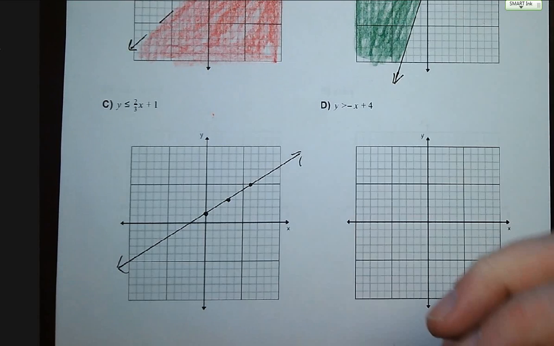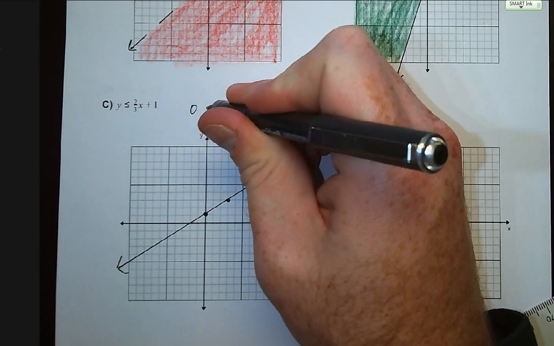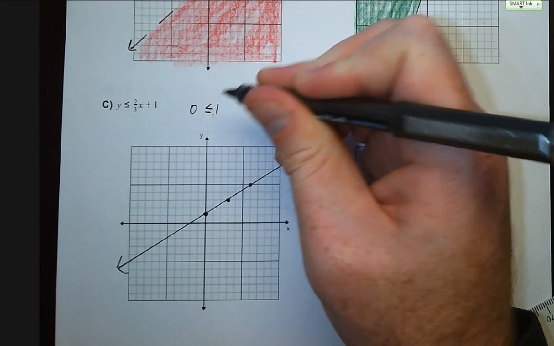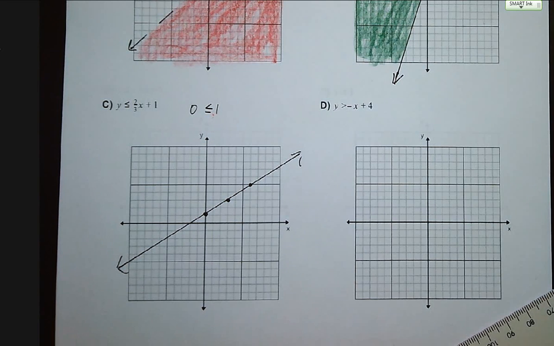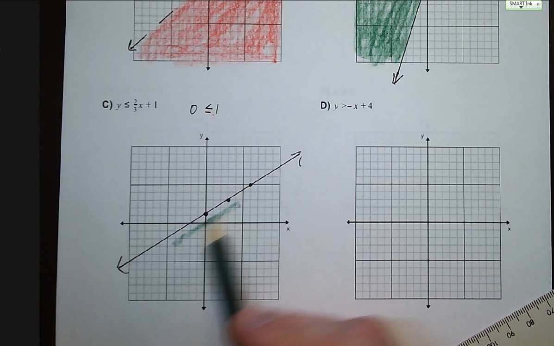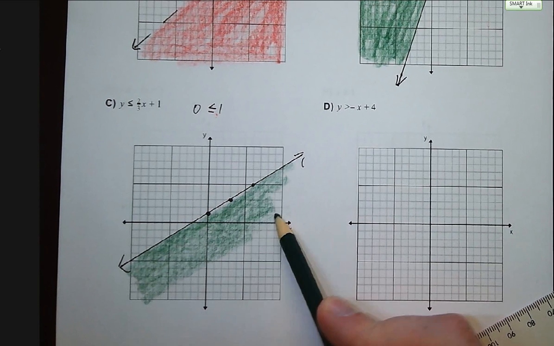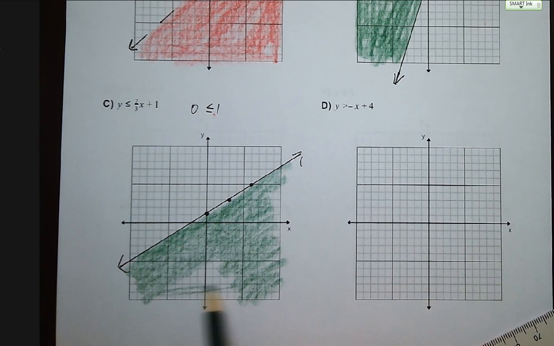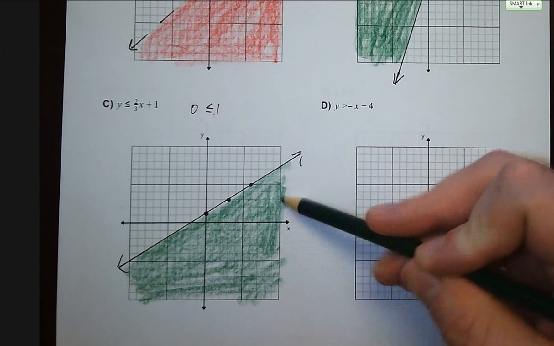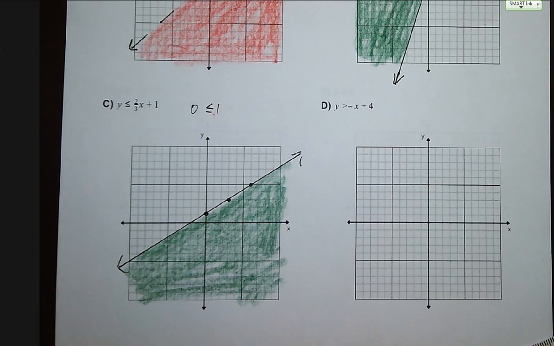Plug in our test point of 0, 0. 0 is less than or equal to 1. That is true. So we will shade that side of our line. Okay. Letter D.